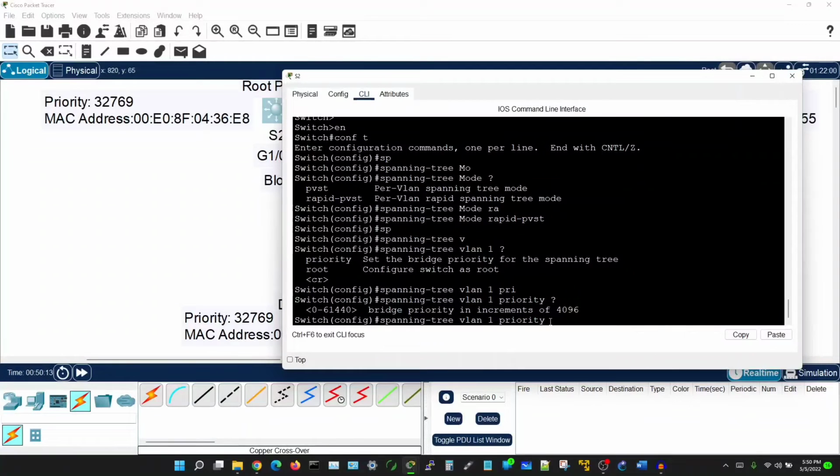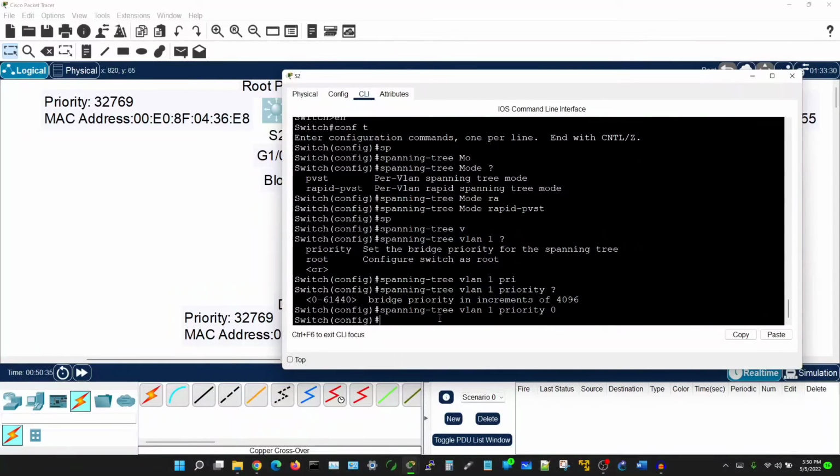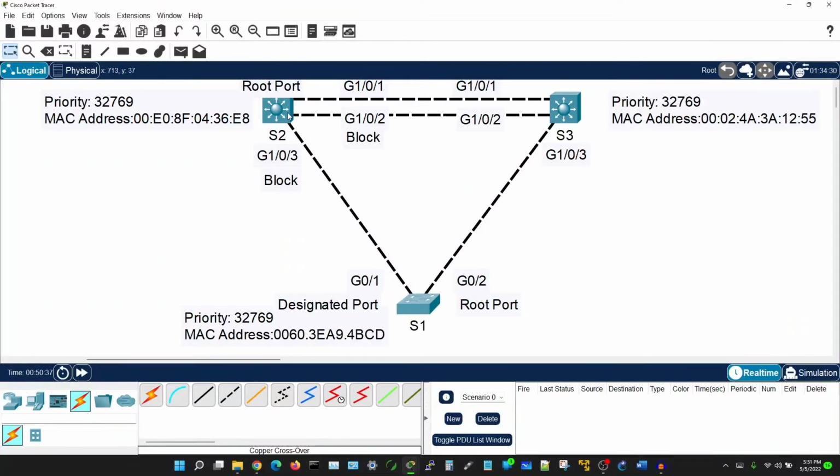And I like this better because I have even more control over my devices and what exactly I want to accomplish. So because I want this specific switch to be the root, I'm going to add a priority of 0. I'm going to hit enter on that, and that will trigger spanning tree to make a change, and this switch should become the root.